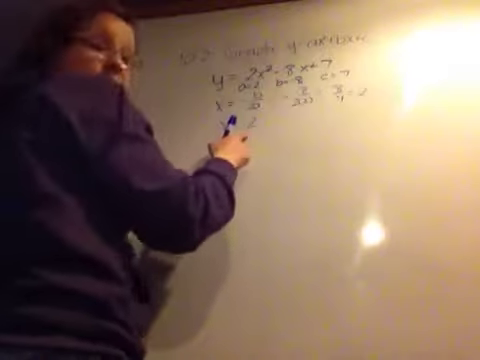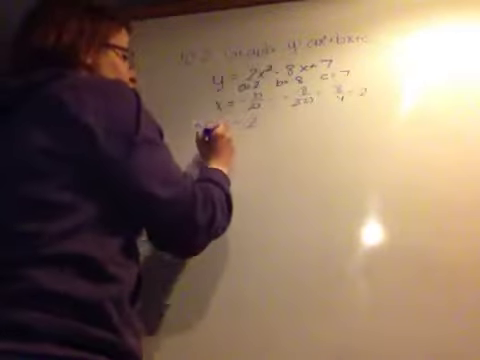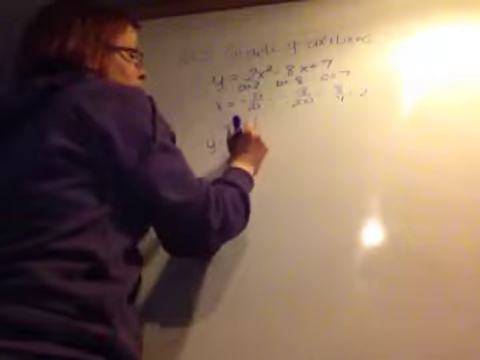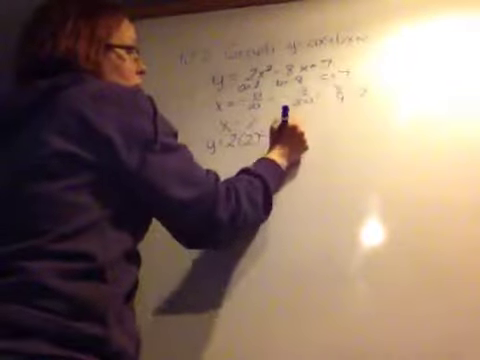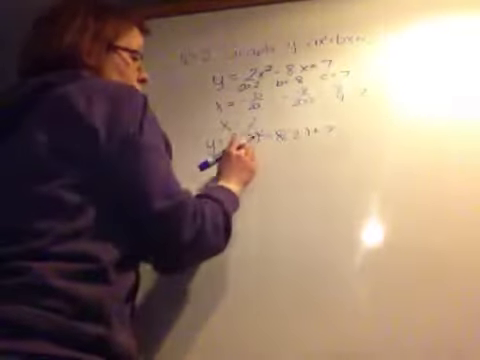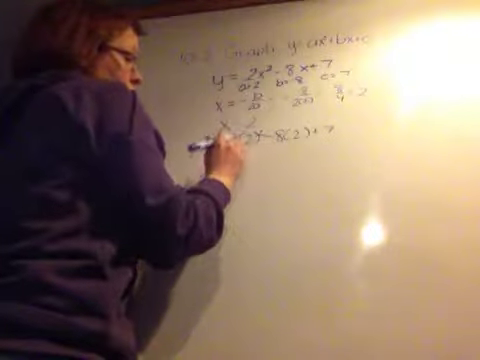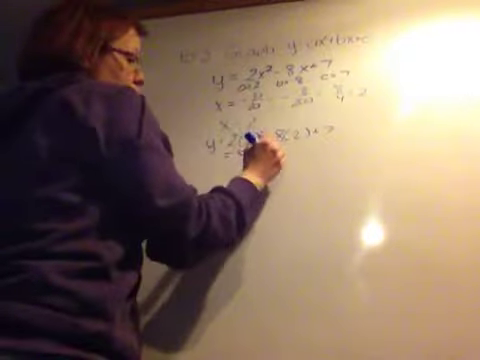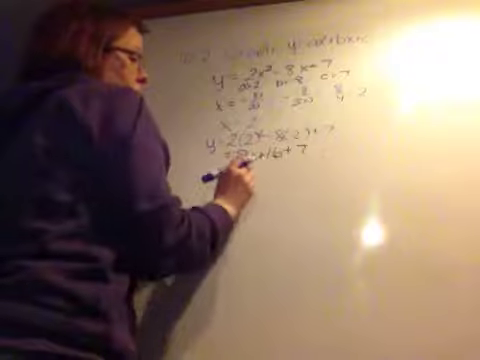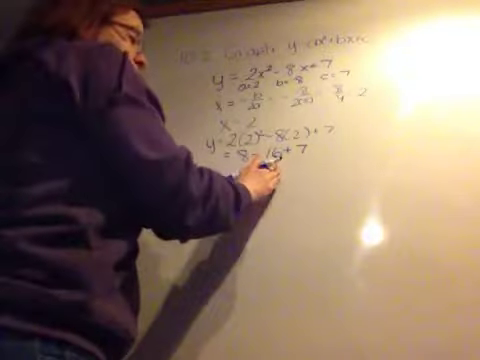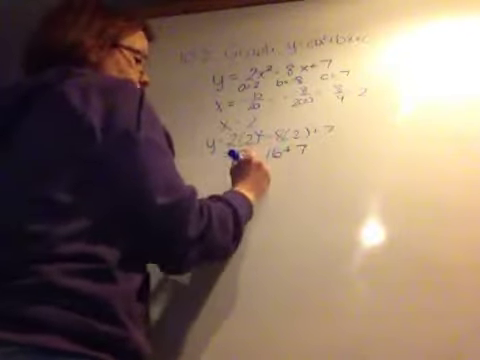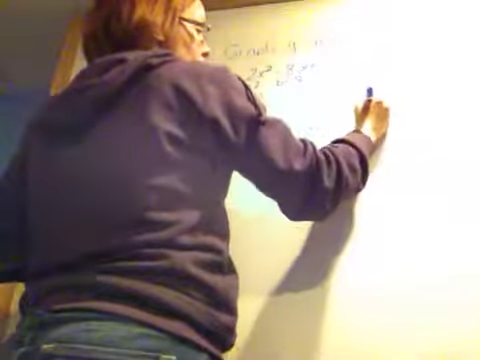For my vertex, this is my x-coordinate. I'm going to plug it in to find my y-coordinate. Two squared is 4. 4 times 2 is 8. Minus 16 plus 7. 8 minus 16 is negative 8. Negative 8 plus 7 is negative 1. So my vertex is 2, negative 1.